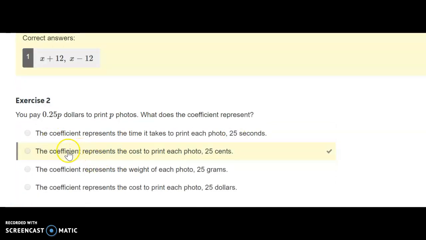So when we're looking for our answer choice in this, we're looking for the coefficient. If you look right here, the coefficient represents. So we're looking for something that says cost. Here's the two that cost. This one says that each photo costs $25. This one says each photo costs 25 cents. So we're looking for something that costs 25 cents, even though it has the word dollars in it. That's what we're looking for because it's 0.25. It's not a full dollar.